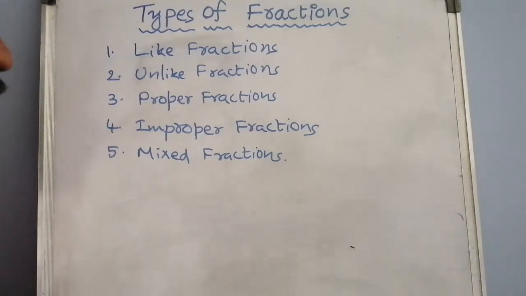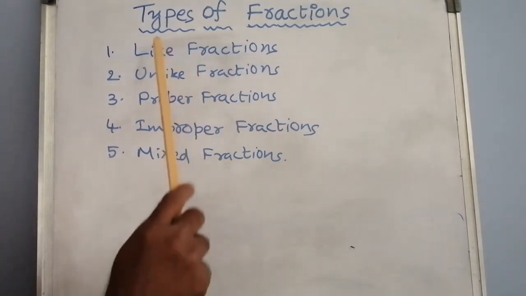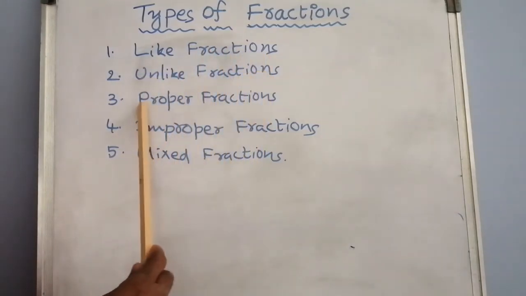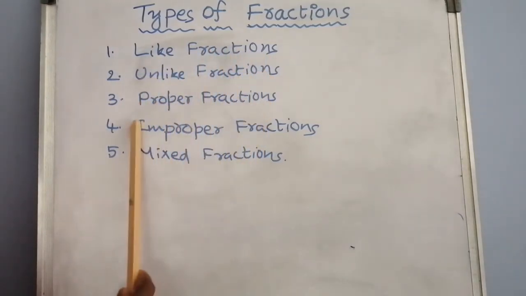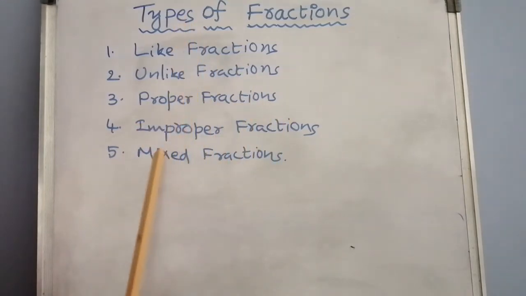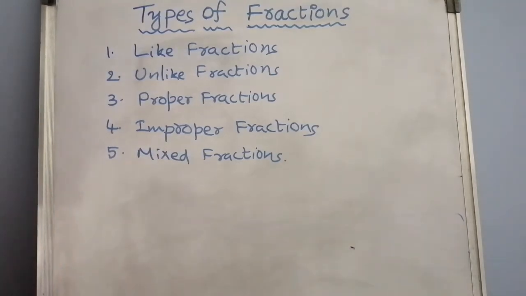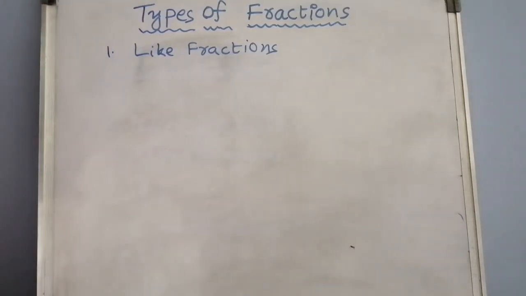In this session, we have to learn the types of fractions. The first one is like fractions, the second is unlike fractions, the third is proper fractions, and the fourth is improper fractions. Finally, the fifth one is mixed fractions. Now we learn in detail.